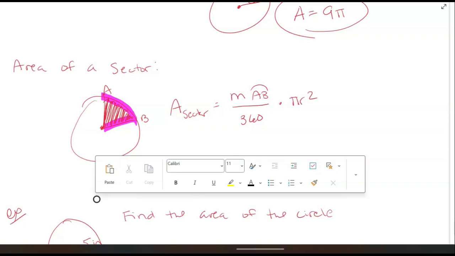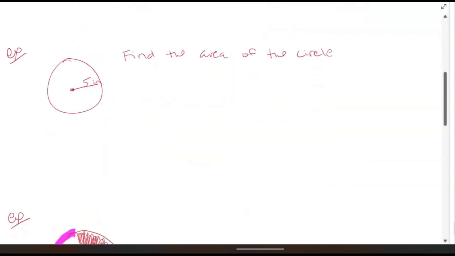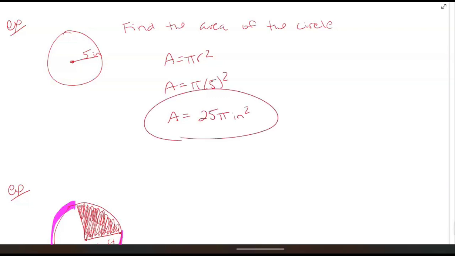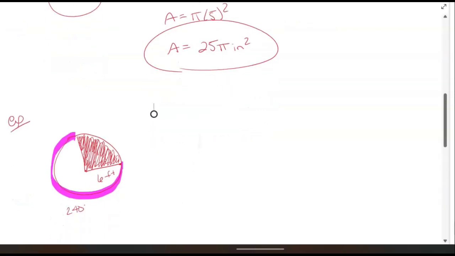All right, so let's jump in here. If we wanted to find the area of this circle, area equals pi r squared. Radius is 5. We square it, and the area is going to equal 25 pi inches squared. Okay, pretty straightforward. I'm only going to do one example like that.